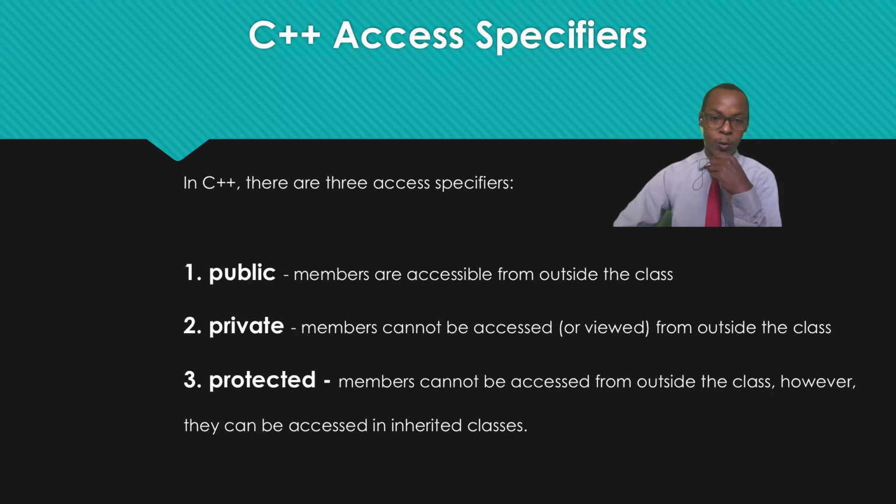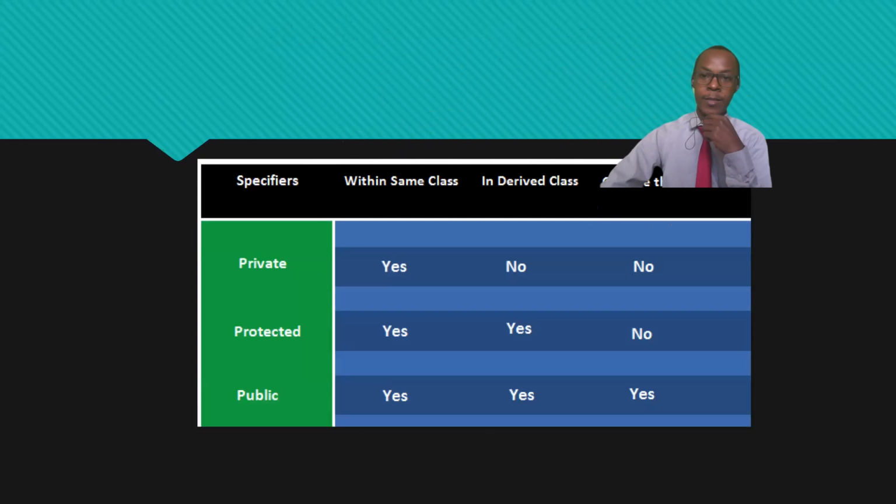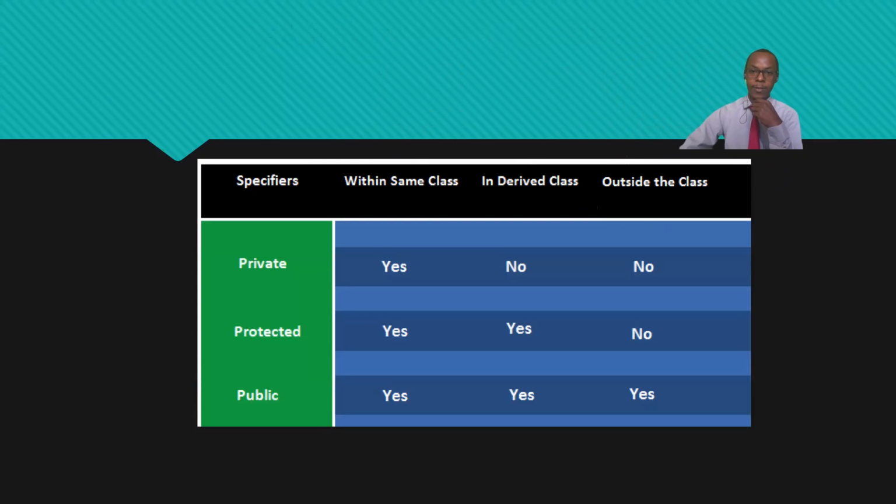These are the access specifiers. Hold on a minute, my time is up. I just want to finish this within one minute. The access specifier private: within the same class, yes; derived class, no; outside the class, no. Protected: within the class, yes; derived class, yes; outside the class, no. Public: yes within the class, derived class, and outside of the class.